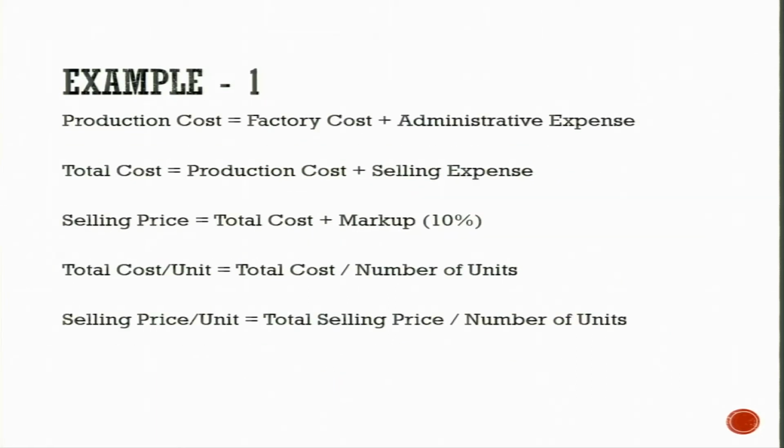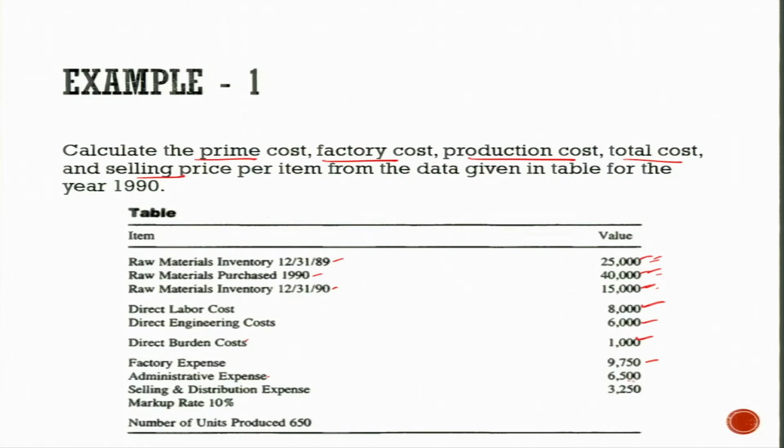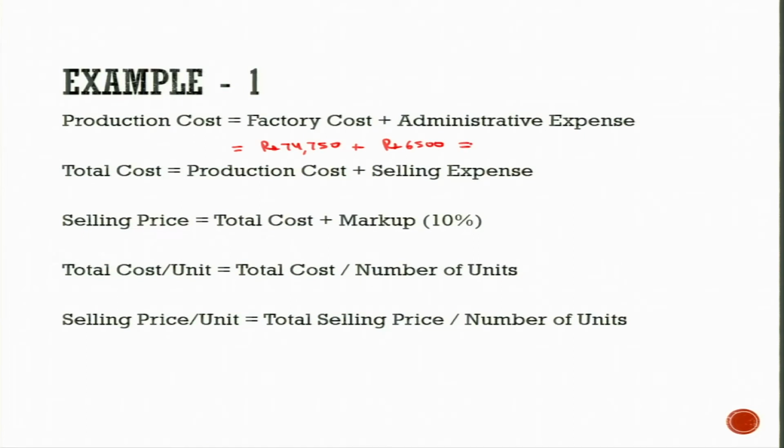Next is the production cost, which is equal to factory cost, which is rupees 74,750, plus the administrative expenses, which is in the table. The administrative expenses are given as rupees 6,500. Just to have more clarity on what we discussed in the last lecture, I am trying to solve this small example before you. So, this becomes rupees 81,250.